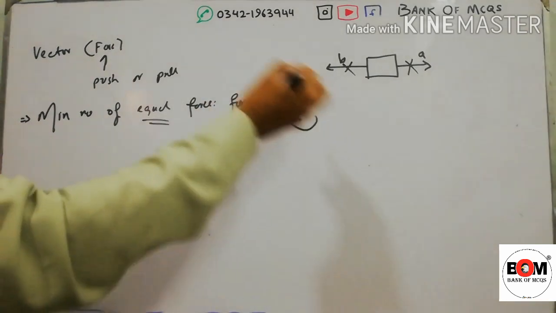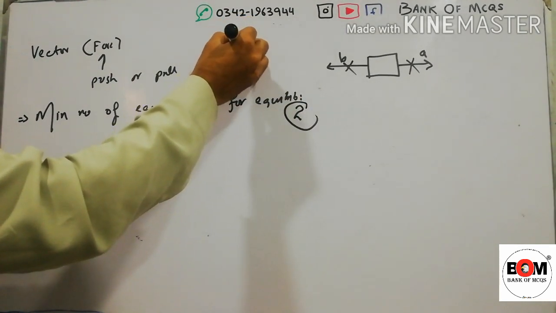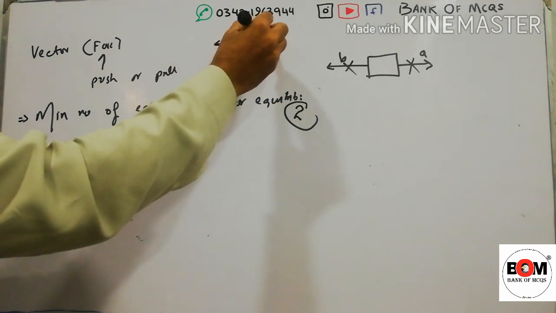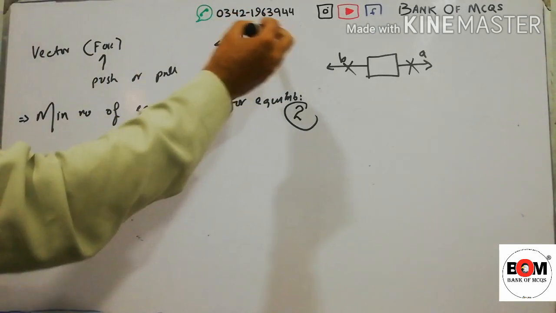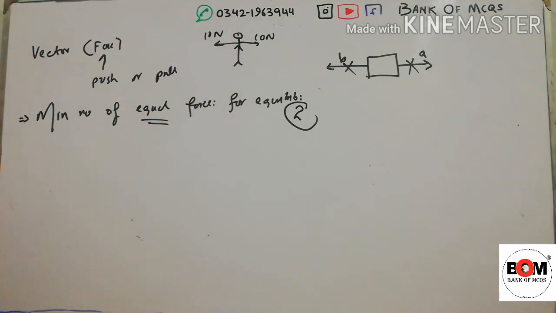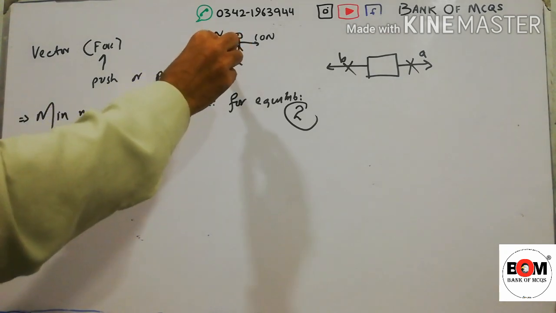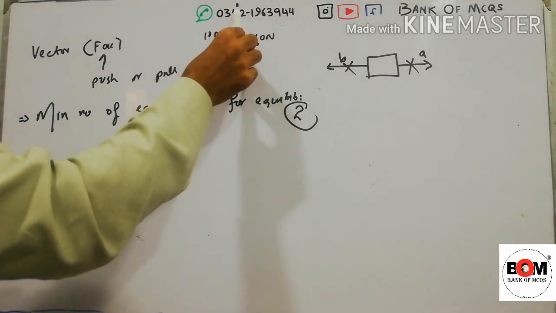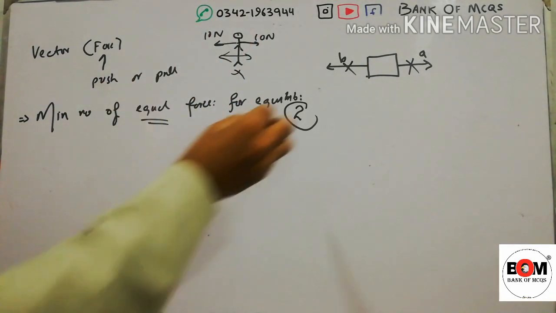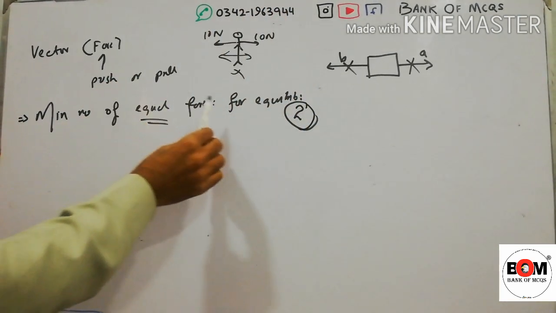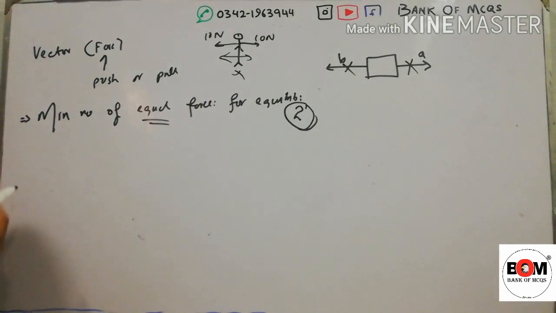So for a body in equilibrium, the minimum number of equal forces is 2. Or you can also say, if someone is pulling it from the right side with 10 Newton force, and another boy is pulling it from the left side with 10 Newton force also, the body will not move in the x direction or the minus x direction. It will stay in its position. So the minimum number of equal forces is 2 for a body to be in equilibrium.